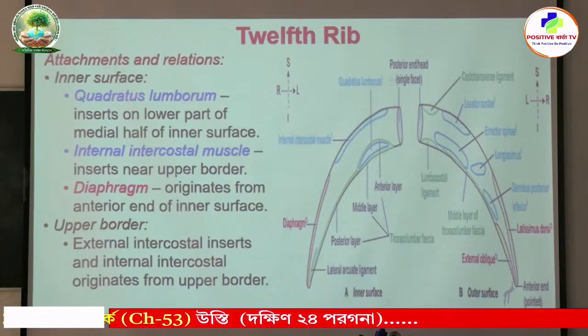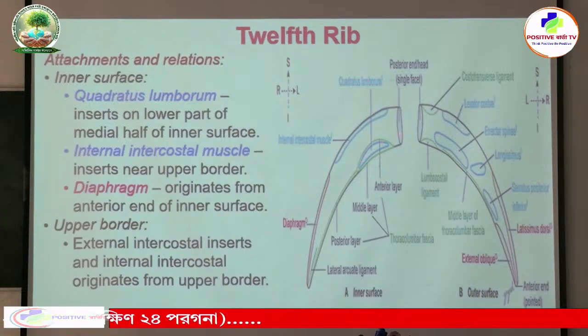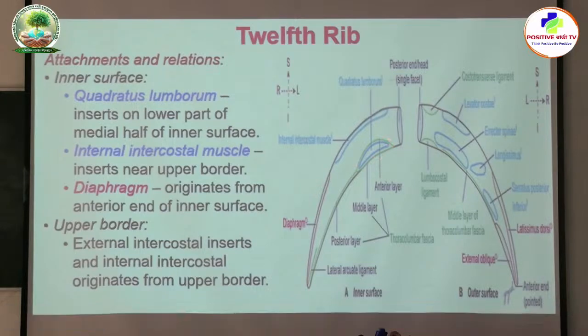Next we go to the inner surface. This is inner surface. Here is attachment of quadratus lumborum. Here is internal intercostal muscle. Here is diaphragm, lateral arcuate ligament, posterior layer, middle layer and anterior layer of the thoracolumbar fascia. All the three layers are attached on this inner surface. Okay. Thoracolumbar fascia has three layers.